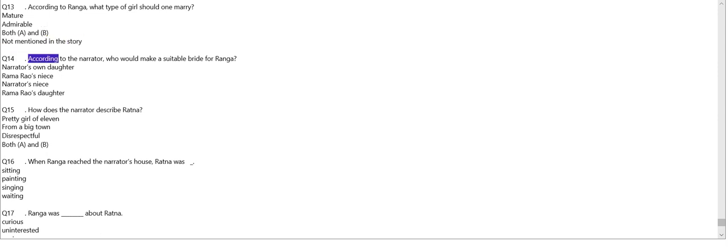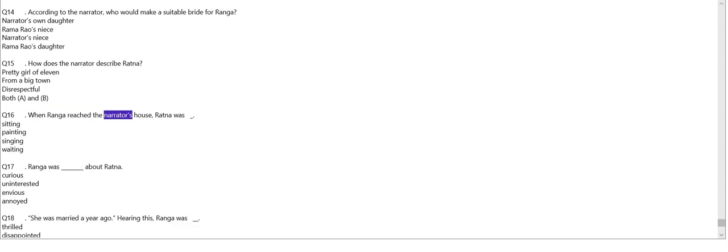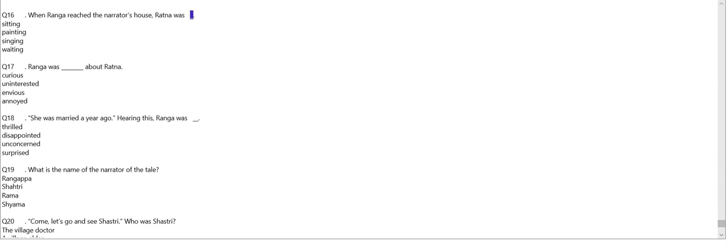Q14. According to the narrator, who would make a suitable bride for Ranga? Narrator's own daughter. Rama Rao's niece. Narrator's niece. Rama Rao's daughter. Q15. How does the narrator describe Ratna? Pretty girl of 11. From a big town. Disrespectful. Both A and B. Q16. When Ranga reached the narrator's house, Ratna was _ sitting. Painting. Singing. Waiting.